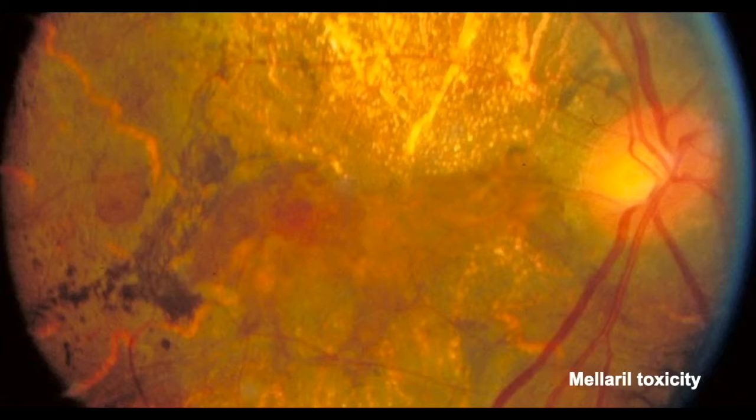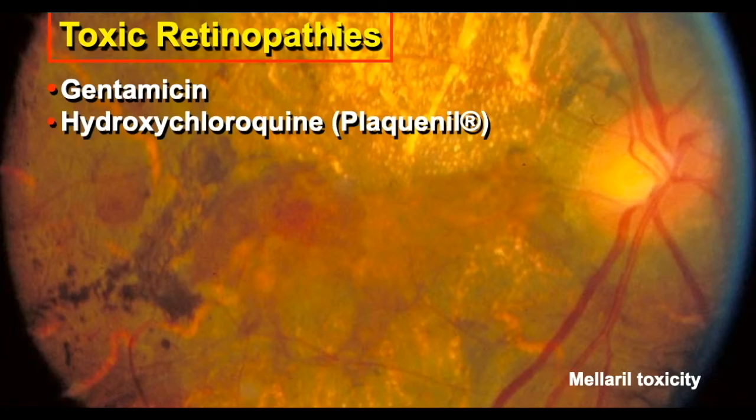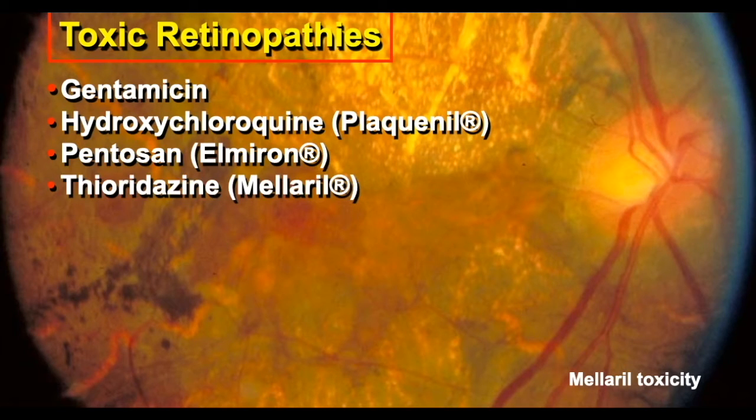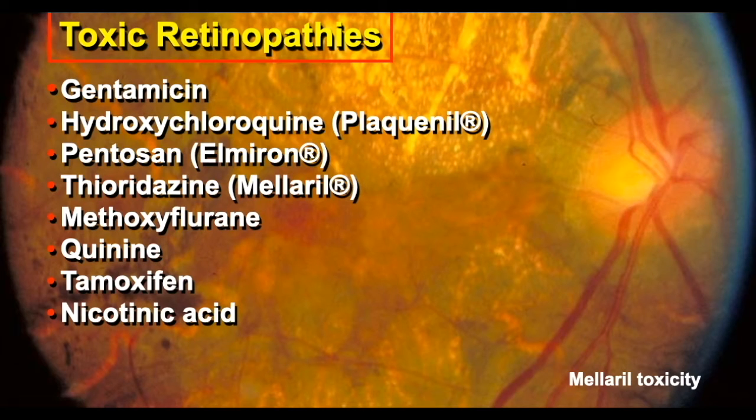A variety of drugs and toxins can damage the retina. These include gentamicin, hydroxychloroquine or Plaquenil, pentosan, Mellaril, methoxyflurane, quinine, tamoxifen, and nicotinic acid. The intraocular injection of gentamicin can cause retinal necrosis. Chronic use of the psychiatric drug Mellaril caused blindness in the patients shown in this fundus photograph.